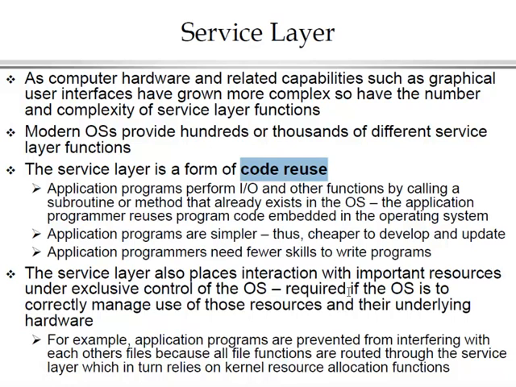Okay. The last issue, which we've already sort of touched on, is that by providing this service layer and having all application programs use it, it becomes much easier to put important resources under exclusive control of the operating system. To the extent that all access to those resources goes through a service layer routine, it becomes much easier for the operating system to enforce allocation rules that prevent programs from interfering with one another. It becomes much easier to enforce security, okay, amongst a host of other things.